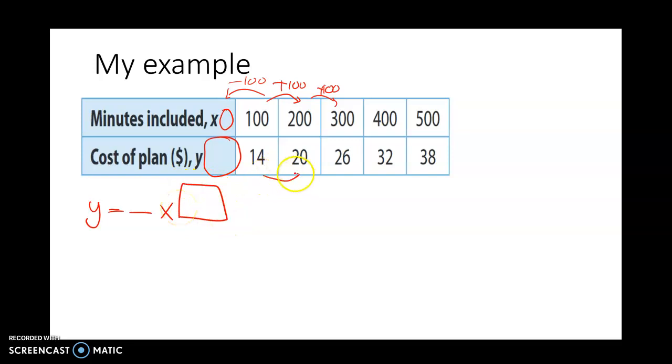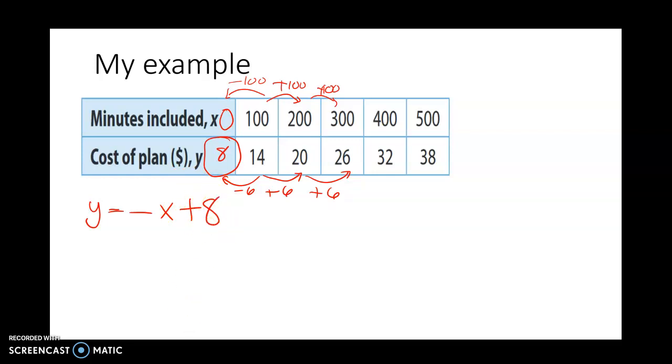So I see 14 to 20 is plus 6. 20 to 26 is plus 6. So to go backwards, it's minus 6. So 14 minus 6 is going to be 8. So the back of my equation is going to be plus 8. Okay, so that's step 1.